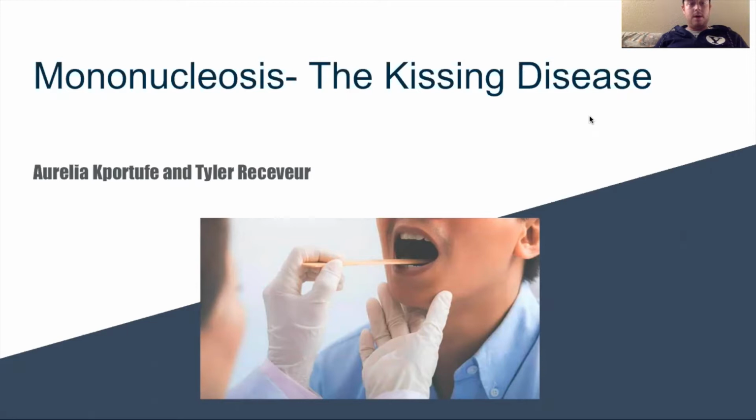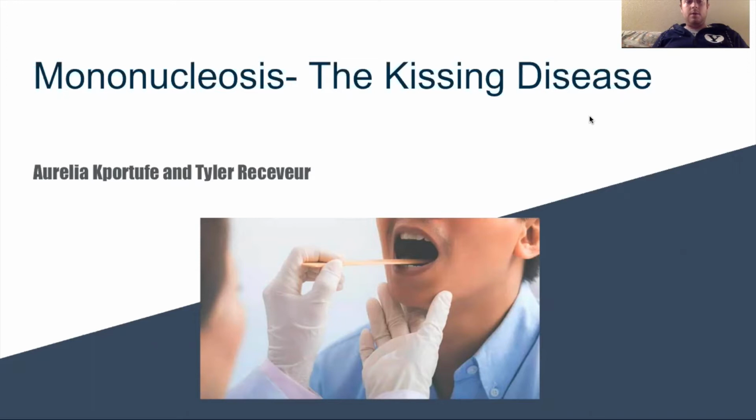Mononucleosis is often called mono or the kissing disease. Mononucleosis is caused by the Epstein-Barr virus, which is a type of herpes virus. It is extremely common today, with about 90% of adults showing evidence of a previous infection. Most people that contract the disease, however, show no symptoms.